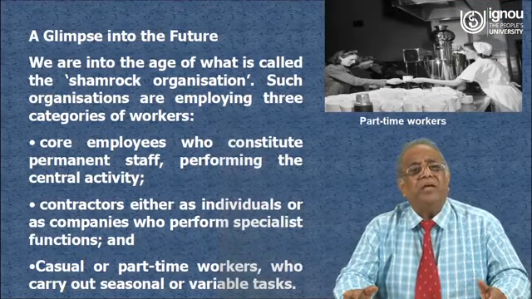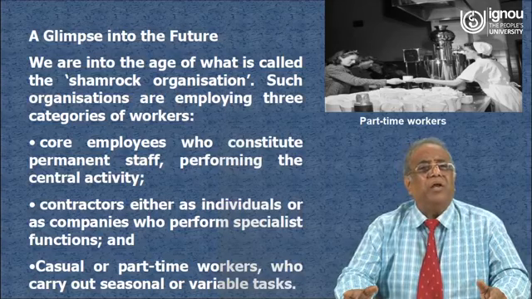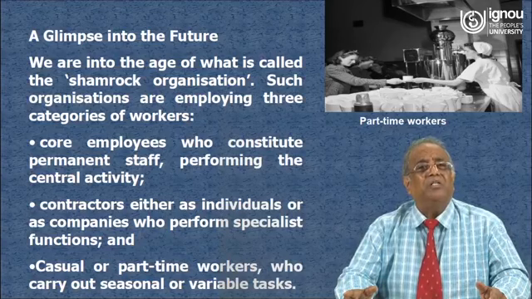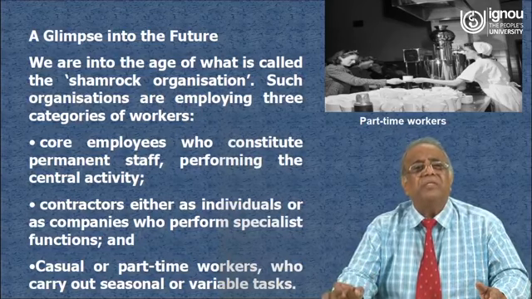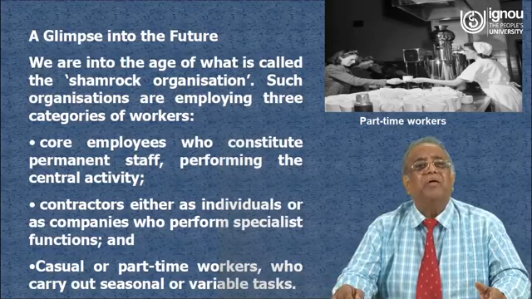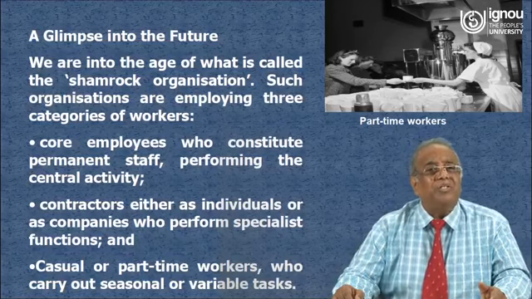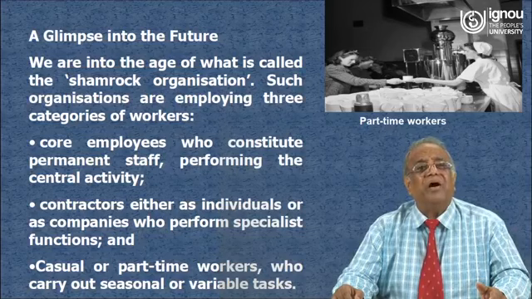Let us have a glimpse into the future. We are into the age of what are called shamrock organizations. Shamrock means a plant having 3 leaves. In our land, that shamrock is the national symbol. So 3 leaves are there in the plant.